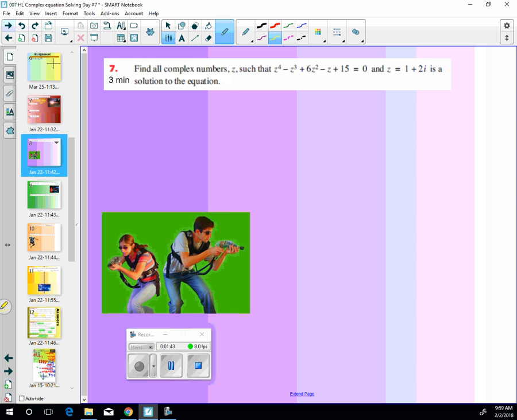Find all the complex numbers z such that z to the 4th minus z cubed, etc., equals 0. z equal to 1 plus 2i is a solution to the equation. So here's an example of an IB question. This is right off an IB exam, and you're going to learn how to do these.